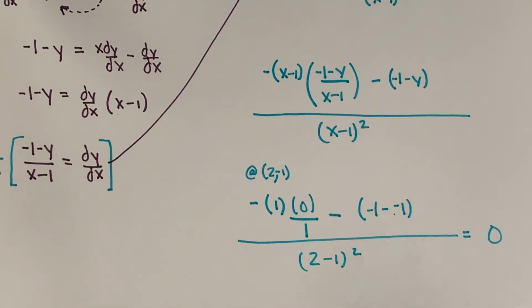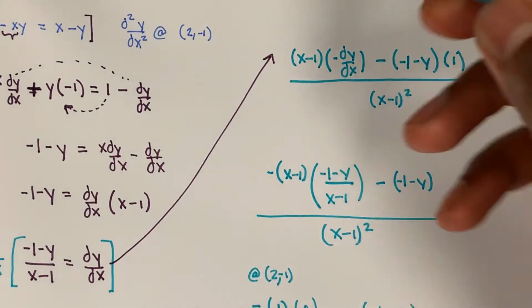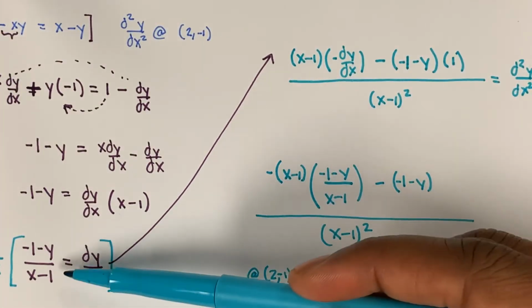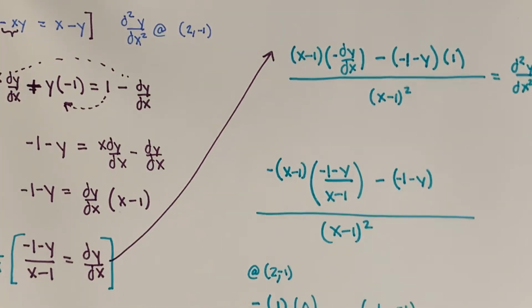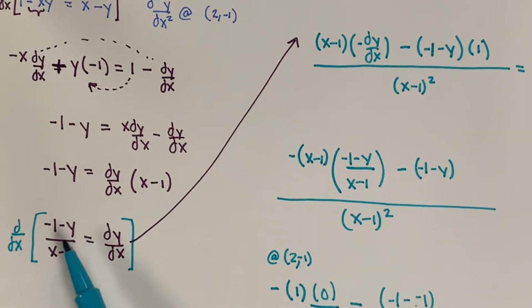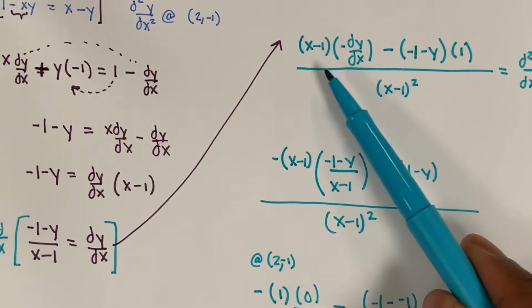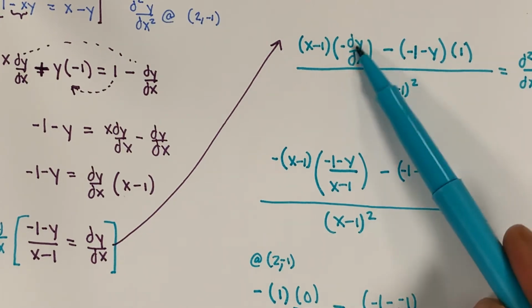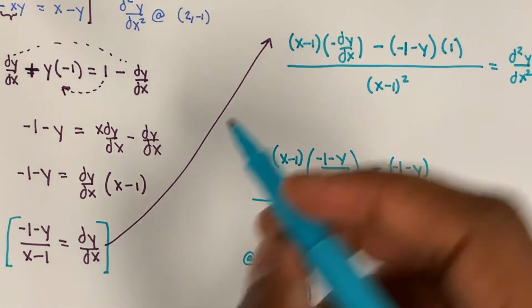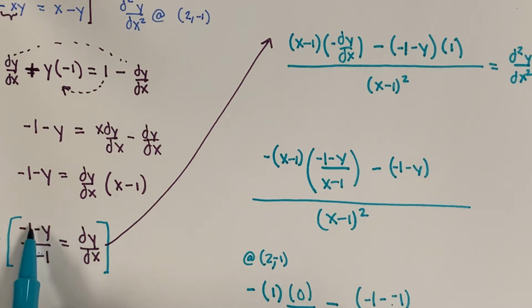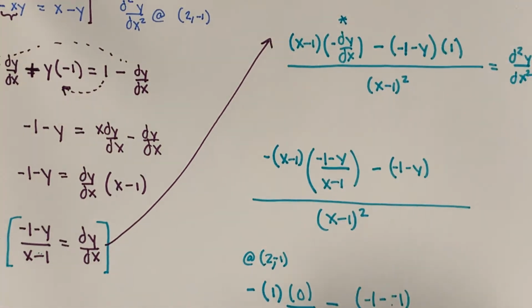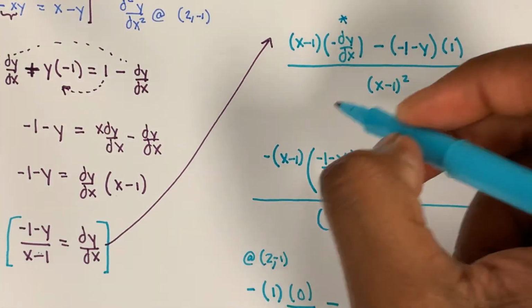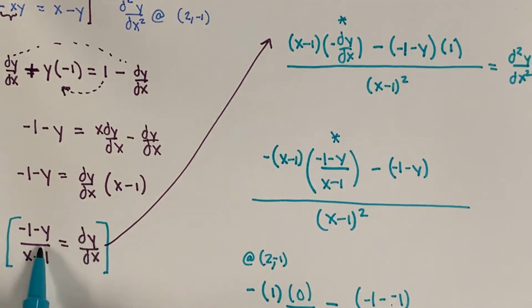So a quick recap is we did the second derivative by first finding the first derivative dy over dx, and to do the second derivative, we took the derivative of that quotient, which required that we do the quotient rule, and anywhere we had a dy over dx, we replaced it with the expression for dy over dx just in terms of x and y. That's why this negative dy over dx turned into this expression for dy over dx that we have right here.